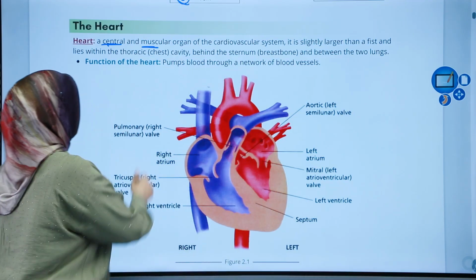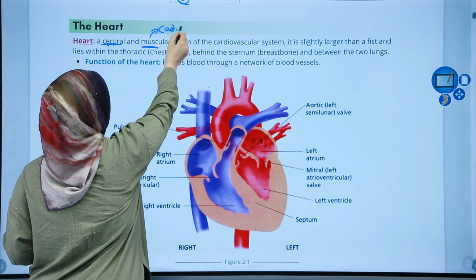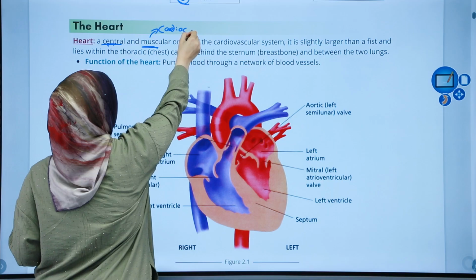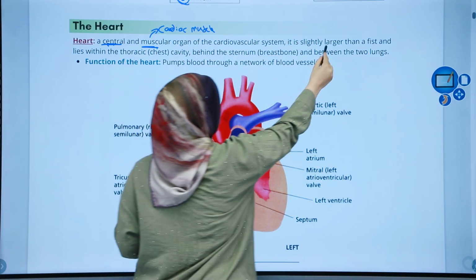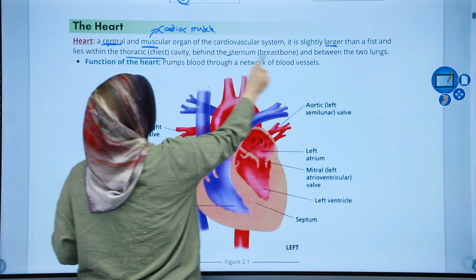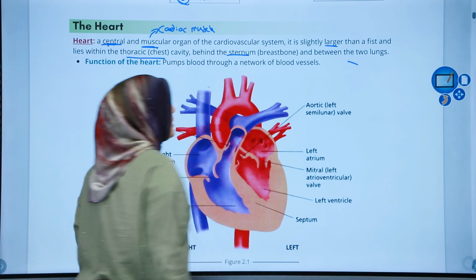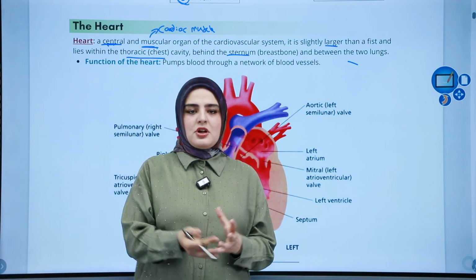Let's see, is that correct? Central muscular organ. What type of muscle? Cardiac muscle. Let's not forget about it. Okay, slightly larger than your fist. That's what we talked about, in the thoracic cavity, behind the sternum, between the two lungs. So the definition is actually its position and its structural composition.